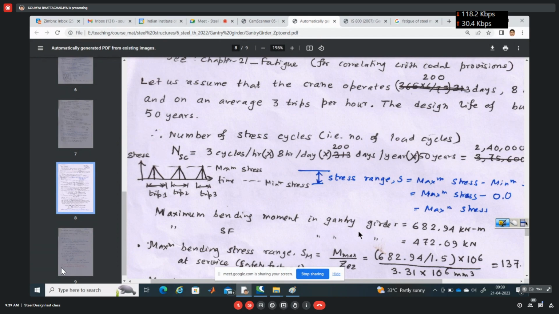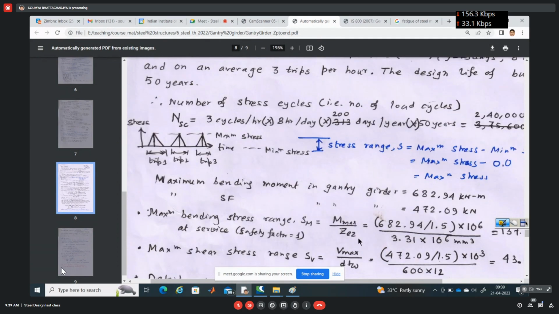We already know the maximum bending moment in the girder in the vertical plane because of the wheel load. We already calculated the bending moment in the gantry girder. This is the factored bending moment over the gantry girder in the vertical plane for wheel load only, the maximum factored bending moment for wheel load only. Similarly, the factored shear force for wheel load only is this value.